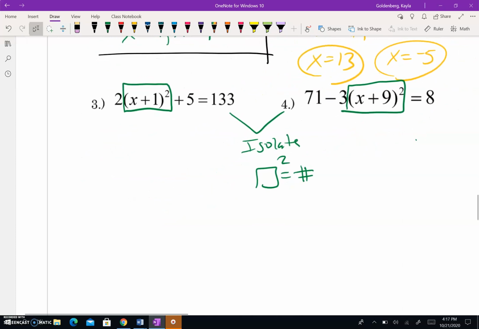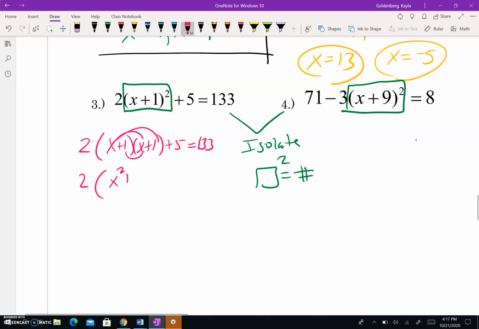If I was to just multiply stuff out, x plus 1 squared plus 5 equals 133, that becomes 2 times, if I do my foiling, x squared, there's 1x, there's another x, so I'll put 2x plus 1 plus 5 equals 133. If I distribute the 2, it becomes 2x squared plus 4x plus 2. I'm just going to brush that up a little.